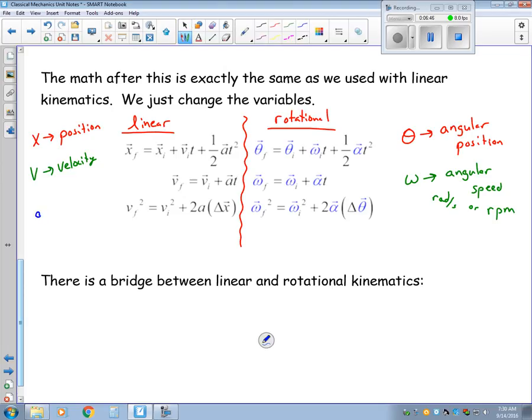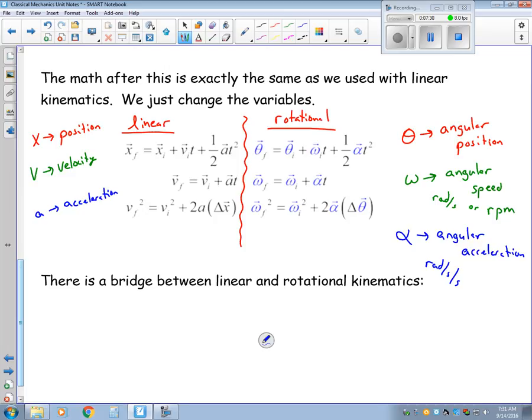Over here on the linear side, a is for acceleration, which is when the velocity changes, so either speeding up or slowing down. And then over here we have alpha, which is the angular acceleration. So something's rotating, but then it slows down and rotates slower and slower, or it starts rotating faster and faster. Its angular speed is changing. Its radians per second is changing for every second.